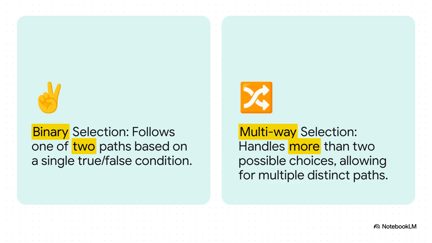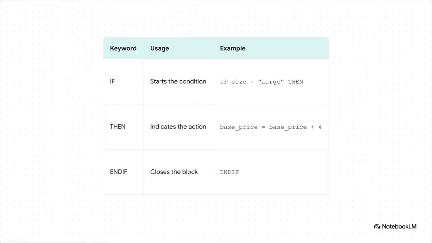So for that simple binary choice, we use the if, then, end if structure. See how it works here? We use if to ask the question, is the size large? If the answer is yes, then we do the action add 4 to the price. Then we close the whole thought with end if.